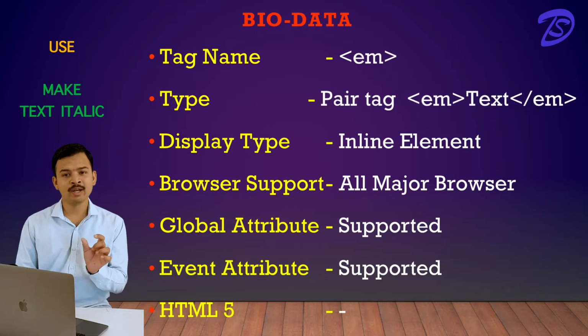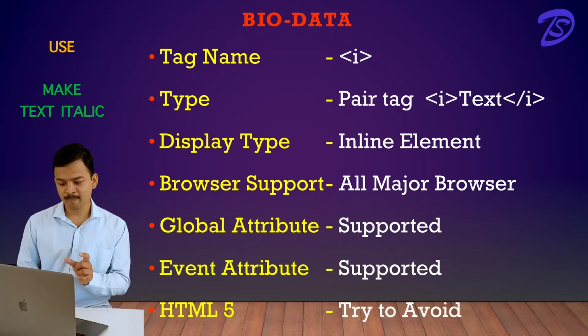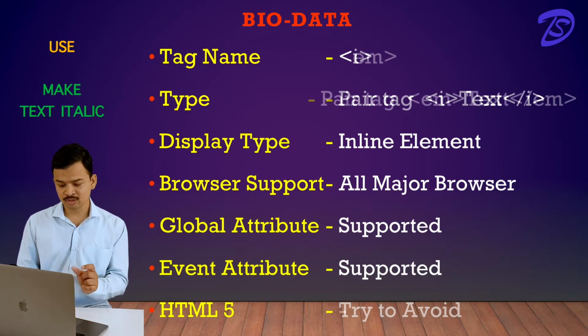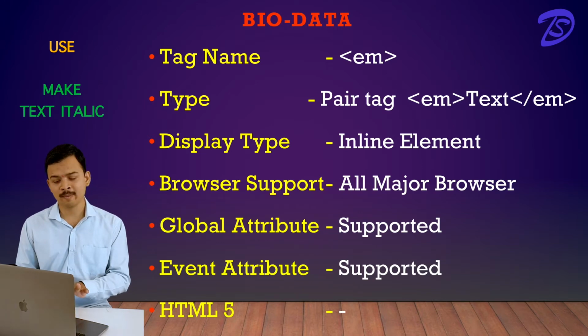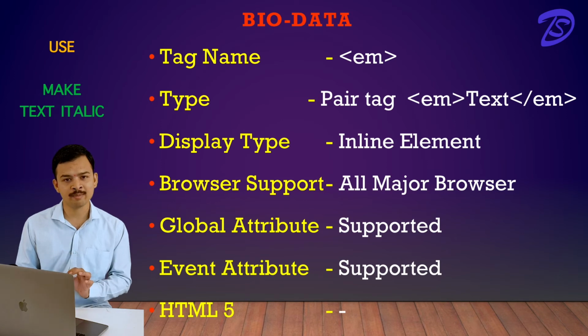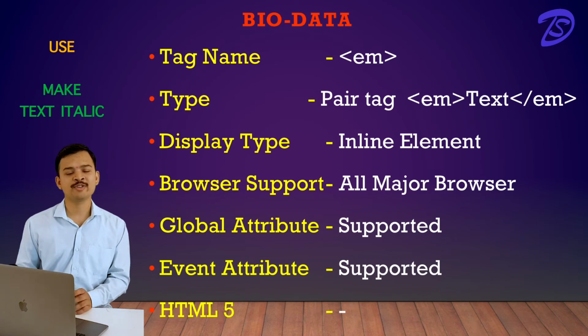Both tags, EM tag and I tag, come in pairs, both are inline elements, both are supported by all major browsers, and all attributes are supported by both elements. Just one difference: the W3C group wants you to try to avoid the I tag, and whenever you need it, use the EM tag in your page. In the next video we will see what preformatted text in HTML is.